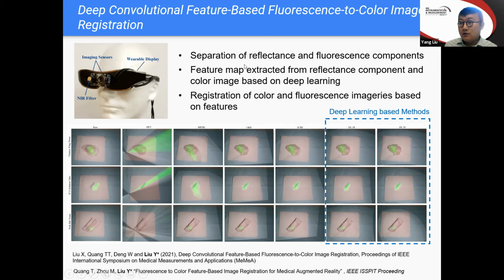The challenge the community has faced in the past is that you don't have similar features in fluorescence and color imagery. However, with the previous method we already deployed, we can separate the reflectance component from the fluorescent component and use the reflectance component as a bridge to register between the color image and the fluorescence component. In this particular example, we extract the feature map from the reflectance component and the color imagery using deep learning and register them together. This way, the surgeon will have fluorescence information overlaid on top of the color imagery.